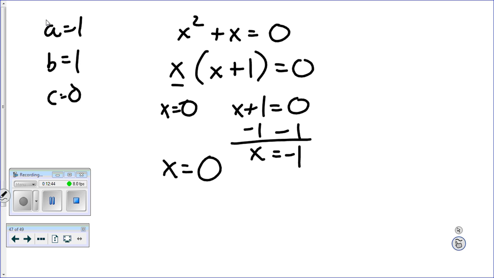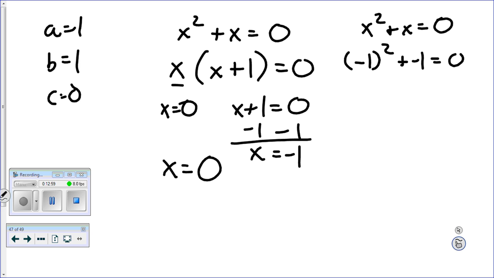And again, if you want to plug these in and make sure it works, you can go ahead and plug it in. I say x squared plus x equals 0. We already did one for 0, so we'll say -1 squared. Be careful how you put this in your calculator. Plus -1 equals 0. Well, -1 squared is 1, and 1 minus 1 all day, every day equals 0. Okay. So again, there's your 2 answers.